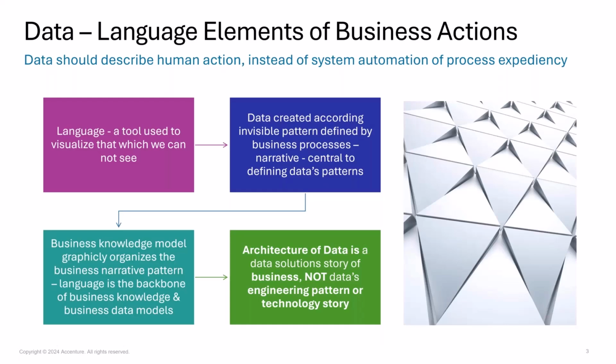So as we move through this discussion of medallion architecture capability, remember that we're modeling language or narrative of function as the basis for data structure. Language is how we discern and visualize the patterns we see, the patterns that we don't see or can't see. And data is created according to the invisible patterns set by business processes. Our business knowledge model graphically organizes that narrative according to the actions performed. And the model's graphics, with it, the semantics mimic the structure of business function.